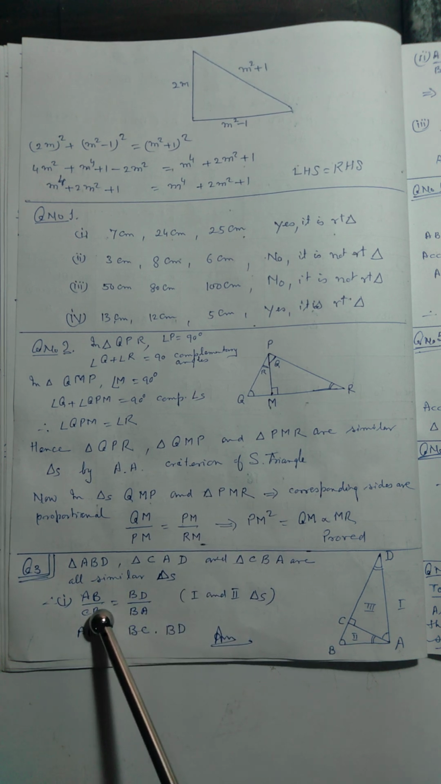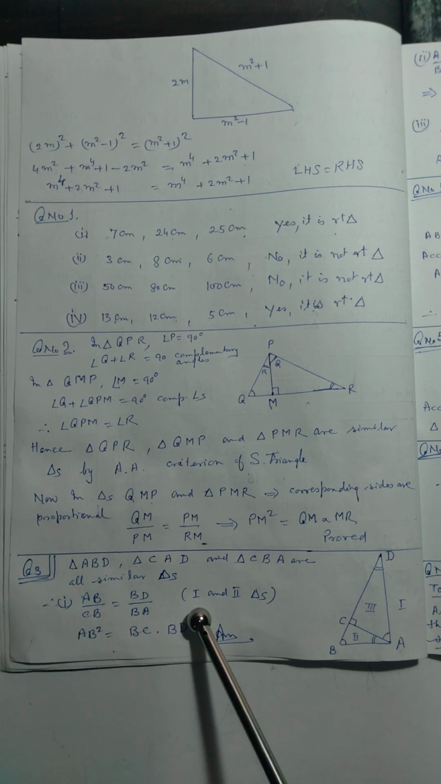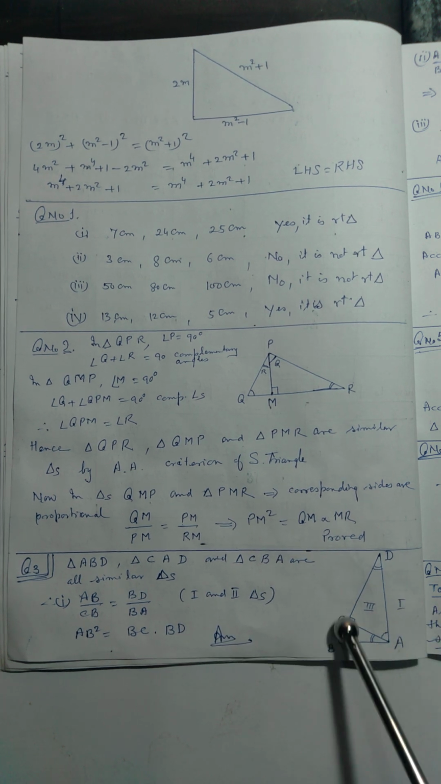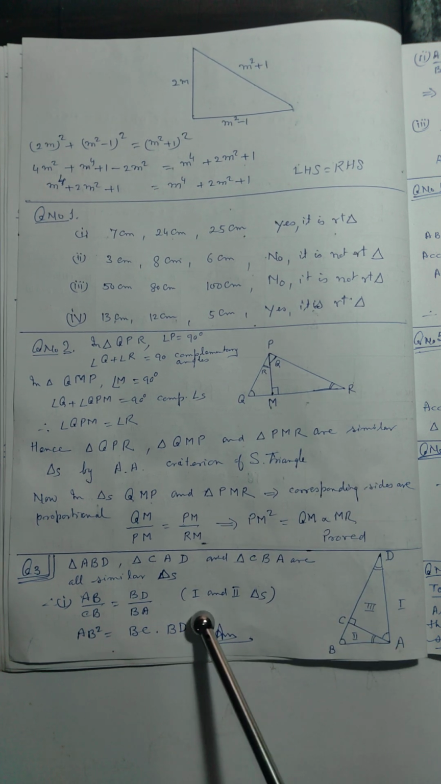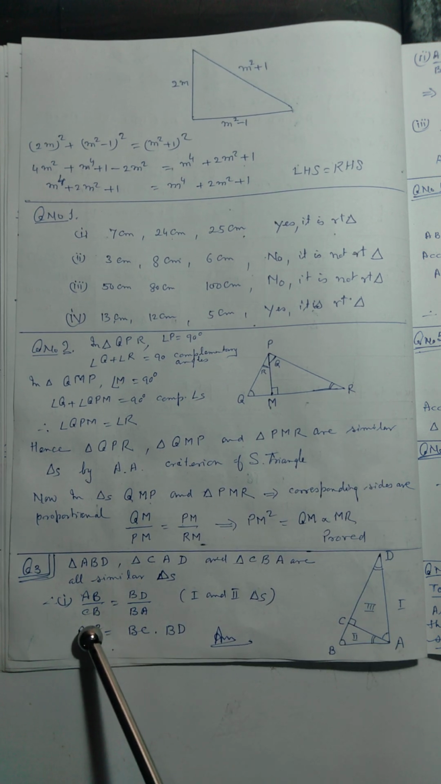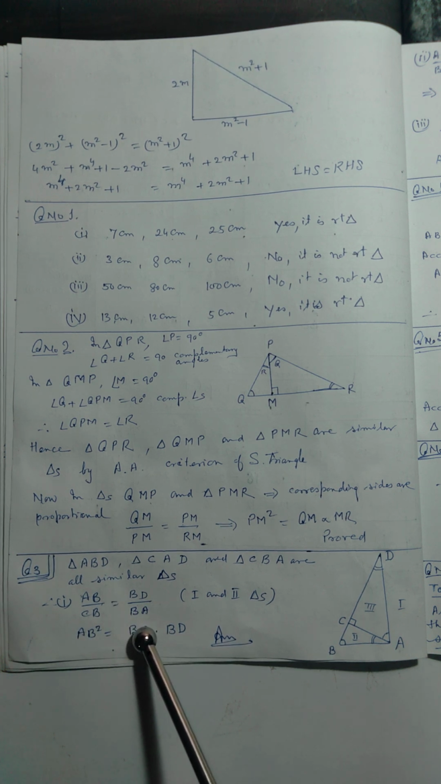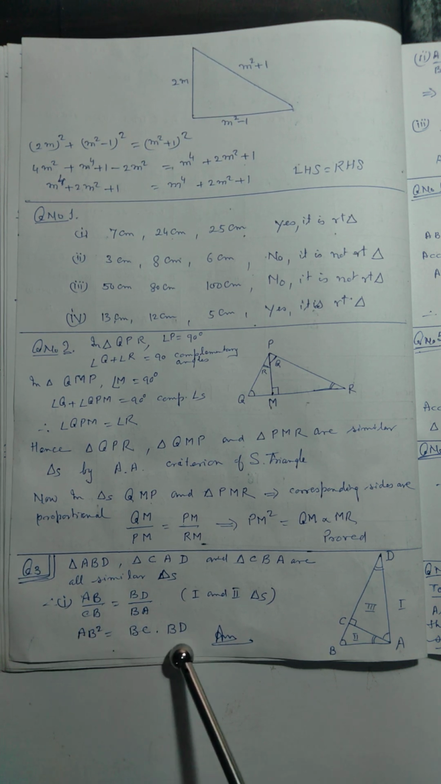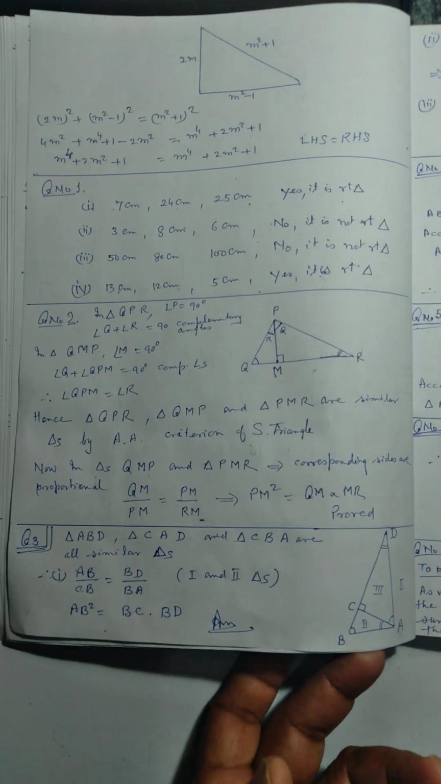All are similar triangles. Therefore, as per our requirement, I have written here AB upon CB. You see, from first and the second triangle, first the bigger one, and second this one. So AB upon CB will be equal to BD upon AB. Cross multiply it, you will get AB square is equal to BC into BD.